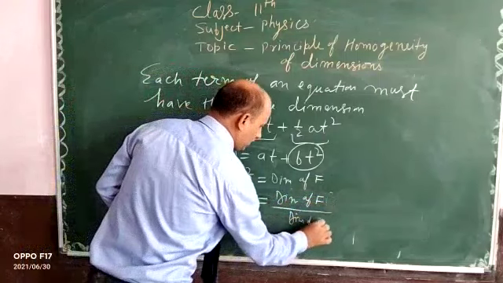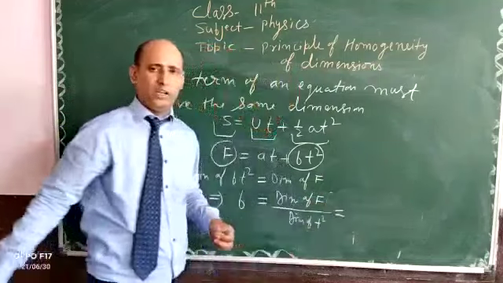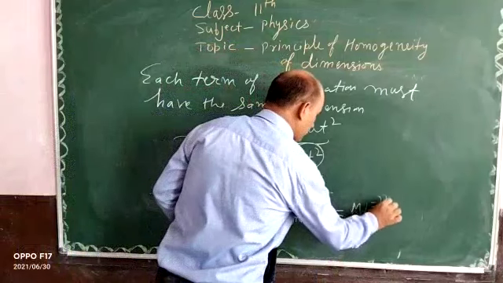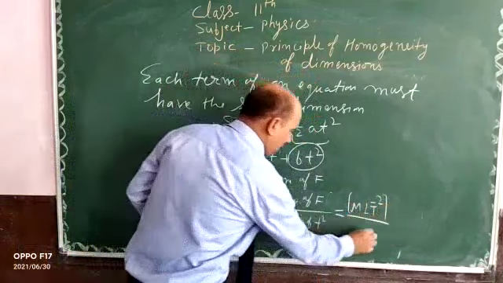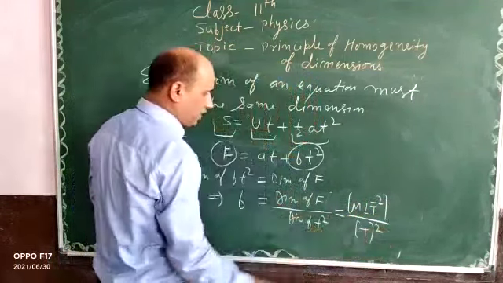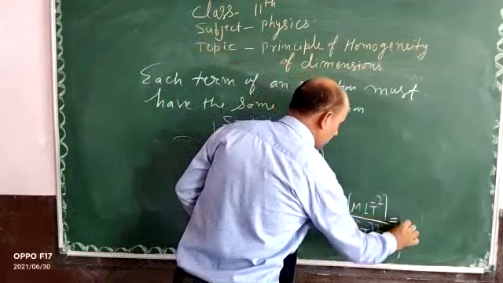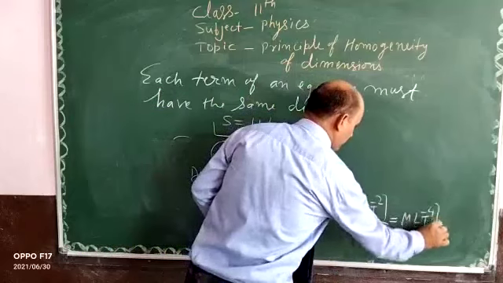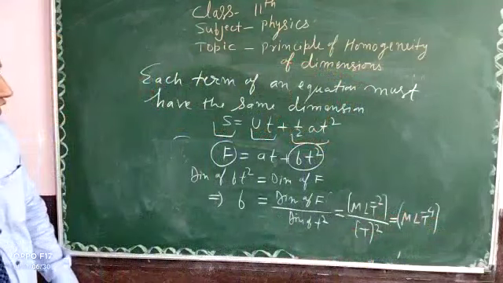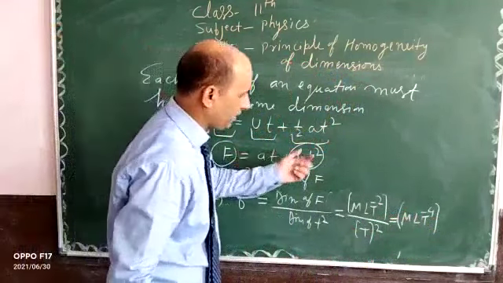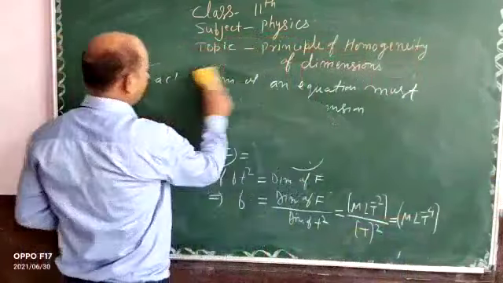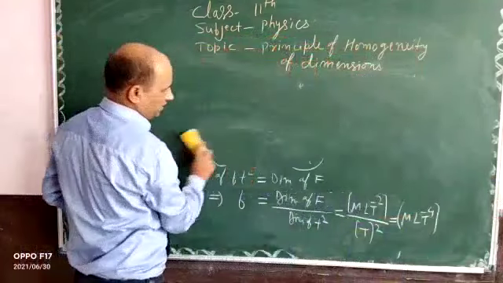The dimension of t square. So the dimension of force, we already know, is MLT minus 2, and the dimension of t is capital T, so T square. After taking it upward, this 2 becomes negative, so it becomes MLT minus 4. So we have got the dimensions of constants a and b. In the same way, we can also find the dimensions of some other constants.